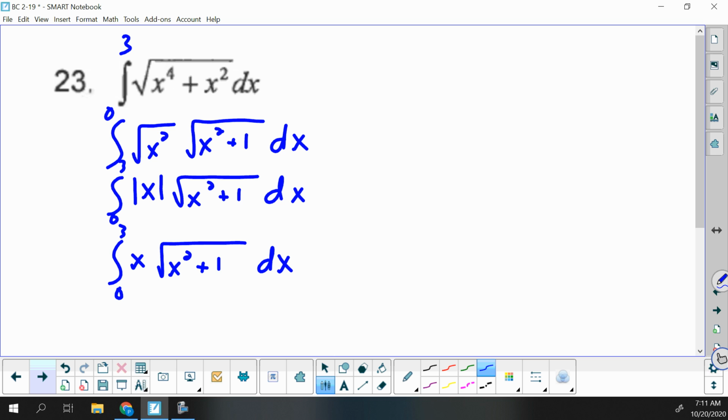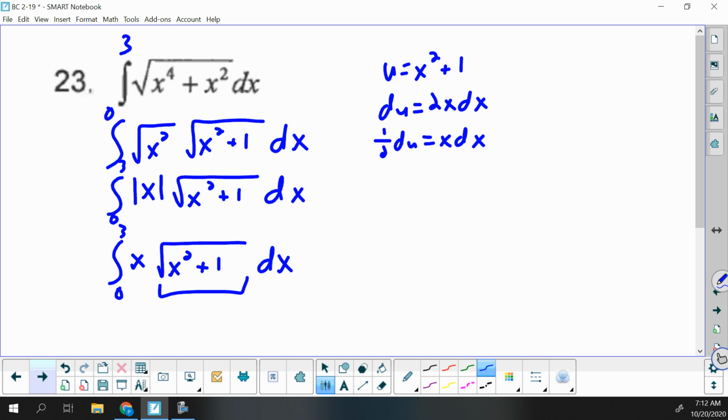Well, now we'll just do this with a u substitution. We can let u equal x squared plus 1. So du will equal 2x dx. This is going to be square root of u. That's good. Left over is x dx, so we got to multiply by a half to correct. So we will have 1/2 integral from 0 to 3. We're going to have u to the 1/2 and then du.